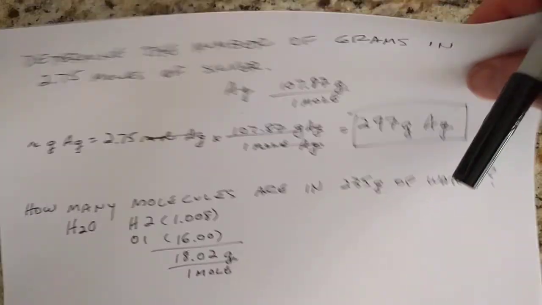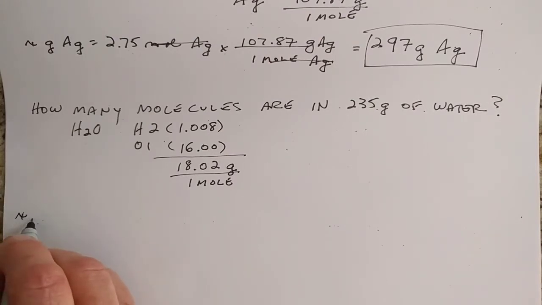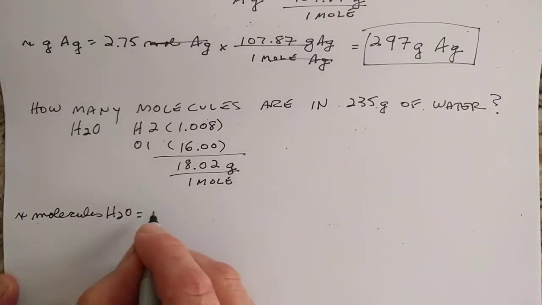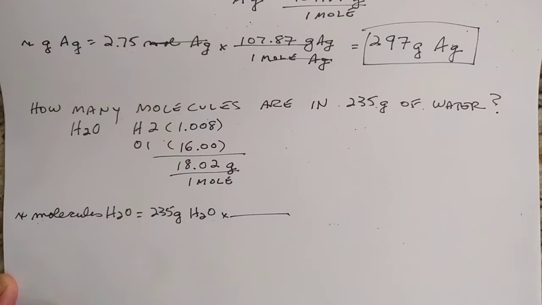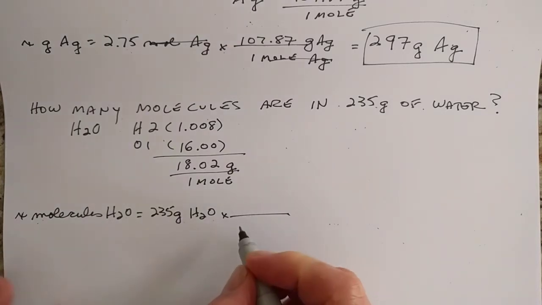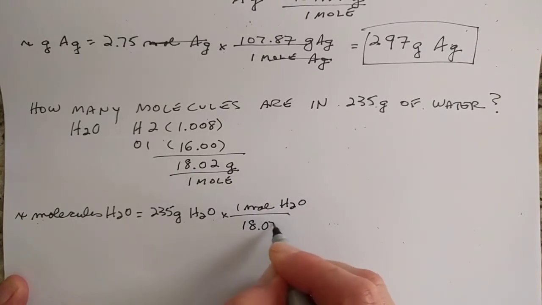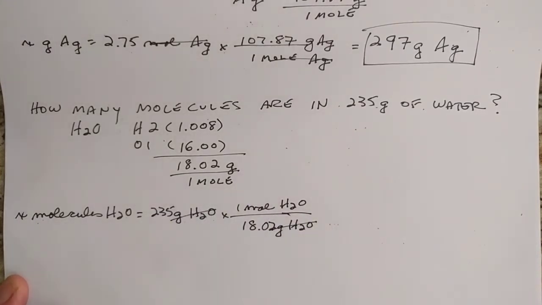Okay, let's do our dimensional analysis. So we're looking for the molecules. X molecules of water. Our quantity of interest is 235 grams of water. Multiplication sign and crossbar. So we're going to use this molar mass conversion factor because we need to cancel out these grams of water. And we're going to need to flip it because we have grams here. We need to have grams in the denominator. So 1 mole of water is 18.02 grams of water. So grams of water cancel out.